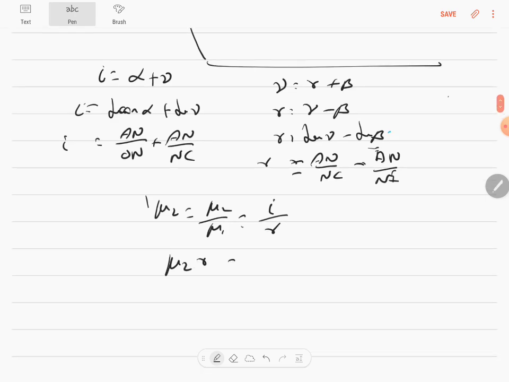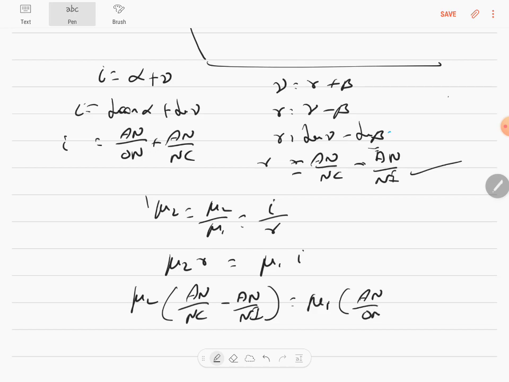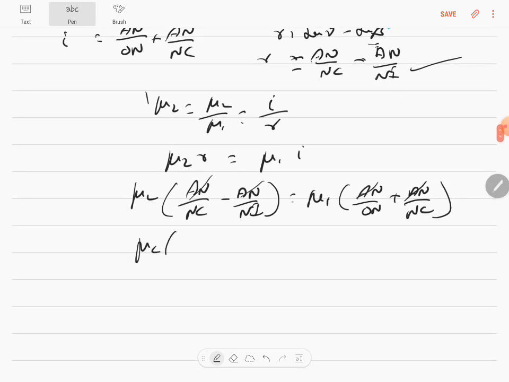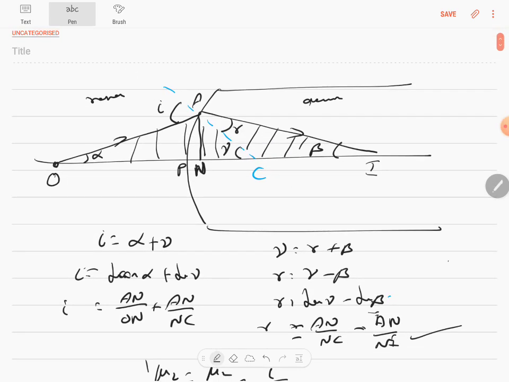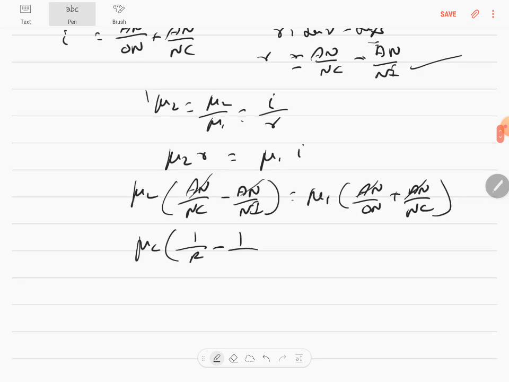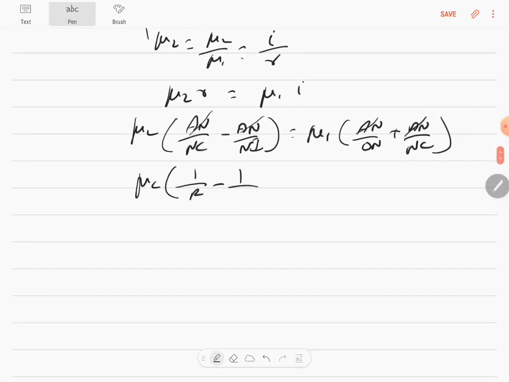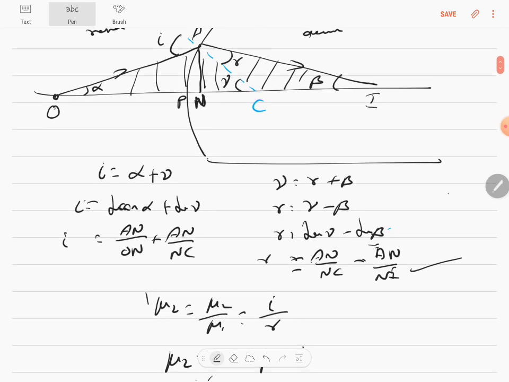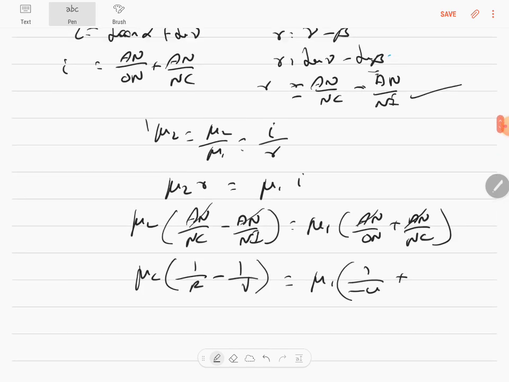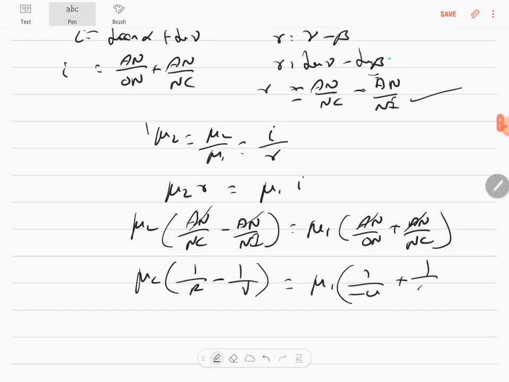So mu 2 into R is equal to mu 1 into I. Mu 2 into R from here is AN by NC minus AN by NI is equal to mu 1 into I, which is AN by ON plus AN by NC. AN throughout gets cancelled. Using sign conventions, 1 by NC is the radius of curvature, which is R to the right side, so 1 by R minus 1 by NI. NI is the image distance, which is V to the right side, so like this. So mu 1 into 1 by ON. ON is to the left, so object distance, which is minus U, plus 1 by NC, which is again to the right, so radius of curvature is 1 by R.